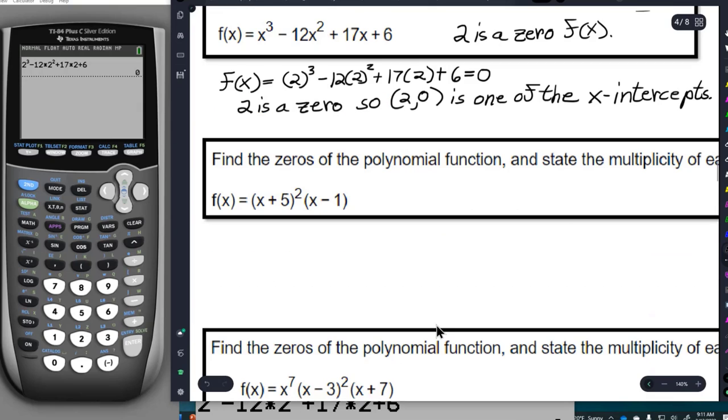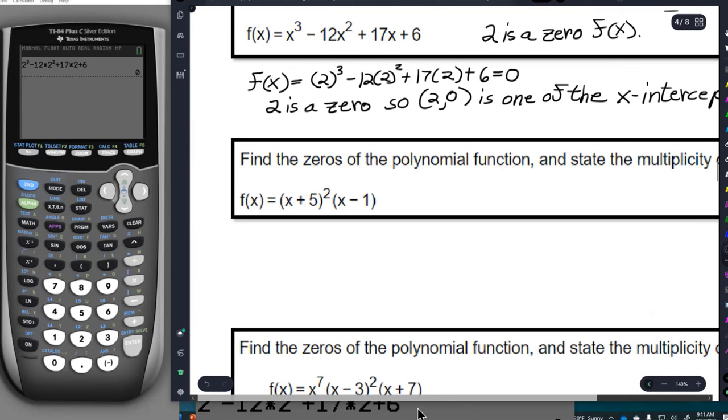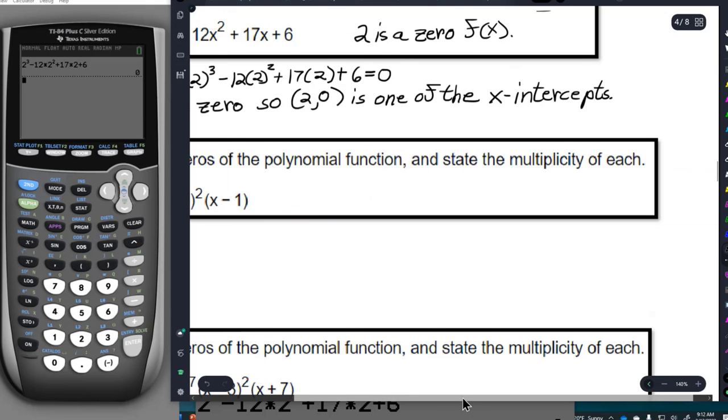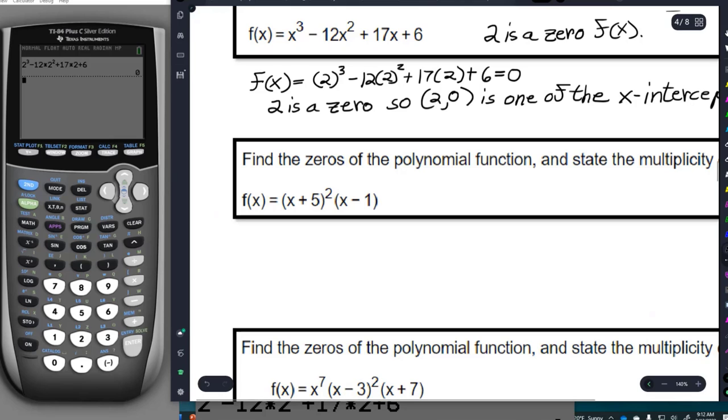Okay, now find the zeros. Here we have f of x equals (x plus 5) squared times (x minus 1). That's what f of x equals. And we're being asked to find the zeros of this polynomial function and state the multiplicity of each. Well, okay, we're going to do that. This is x plus 5 times x plus 5 times x minus 1.